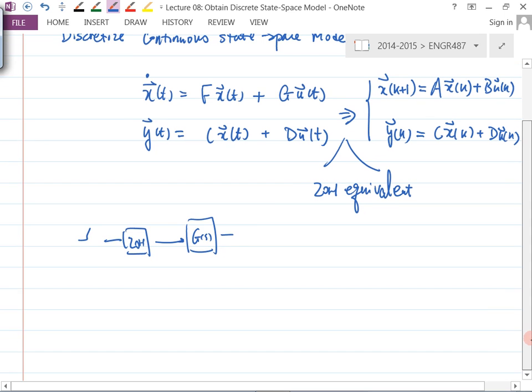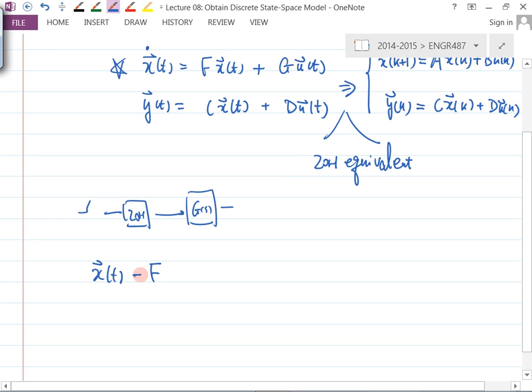First of all, let's focus on the continuous system here, and on the state equation. So let me rewrite the state equation. This time I'm going to rewrite it by moving all the x terms to one side.